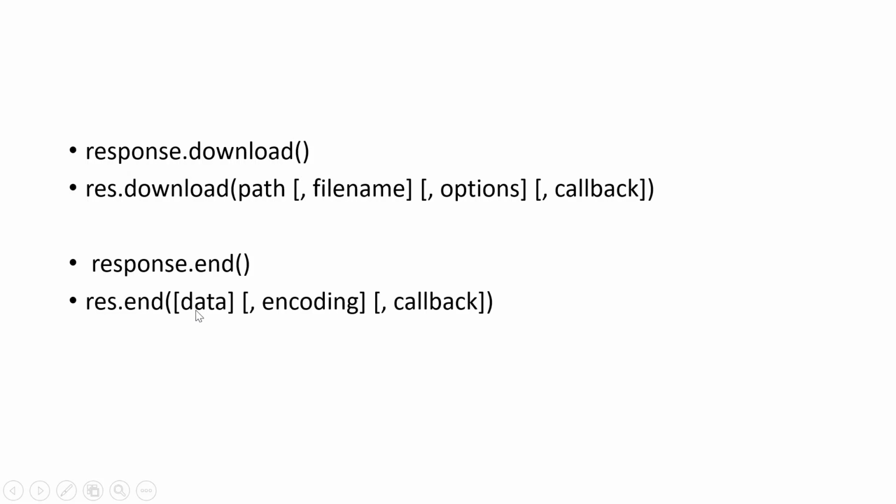So this is the syntax of the response.end method, where you have the data which you want to be sent as the body of the response, then encoding and callback. If you want the data to be encoded, you can mention some encoding here, and later a callback. If you want a follow-up code to be executed post the end, you may use a callback function.